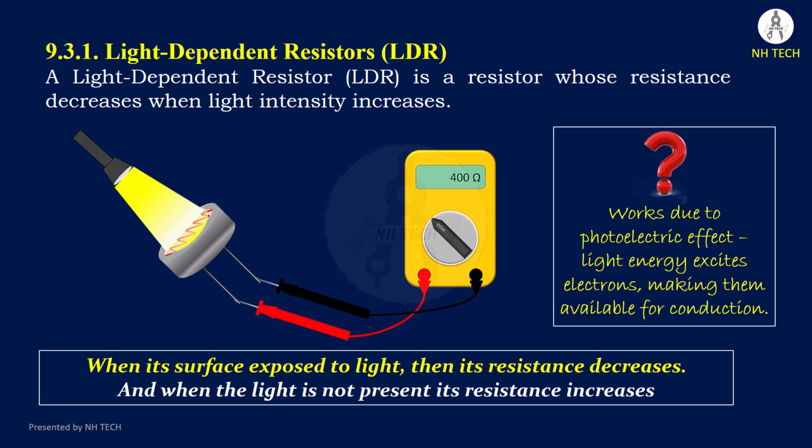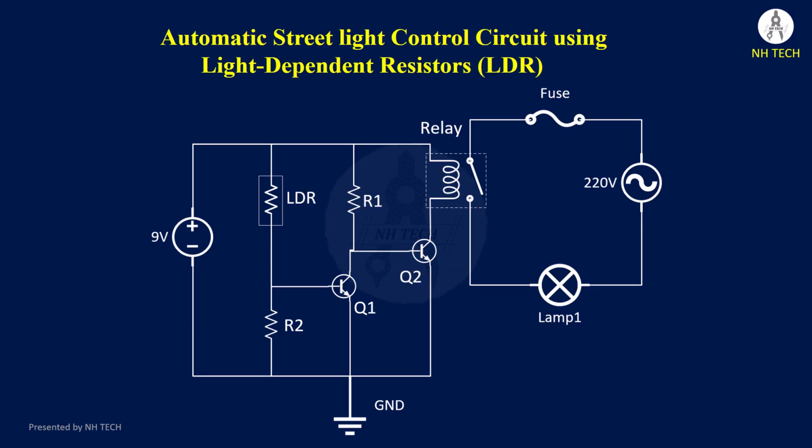This behavior is explained by the photoelectric effect. Light energy excites electrons in the material, making them available for conduction. The brighter the light, the more free electrons are available, and the lower the resistance becomes. Because of this unique property, LDRs are widely used in automatic streetlights, light-activated alarms, and other circuits that need to respond to changing light levels.